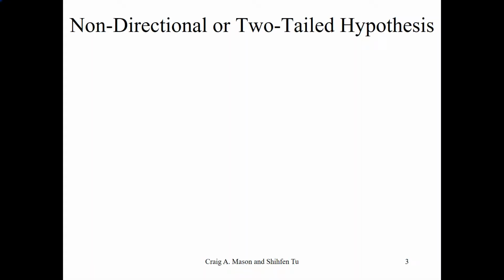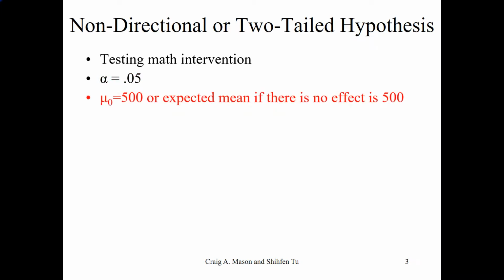In our previous videos, we learned how to conduct a one-sample z-test using directional or one-tailed hypotheses. Now let's see what happens if we keep everything the same, but instead have a non-directional or two-tailed hypothesis. So we'll continue to evaluate the math intervention program and see how it impacts SAT scores. We'll continue with an alpha of 0.05. And we'll keep our mu naught equal to 500.